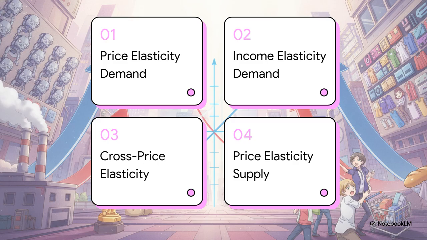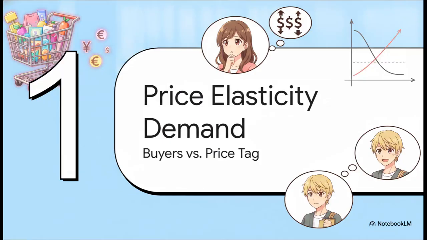We've got four main pillars today: price elasticity of demand, income elasticity of demand, cross-price elasticity, and finally, price elasticity of supply. Section 1. Price elasticity of demand. How buyers react to the price tag.